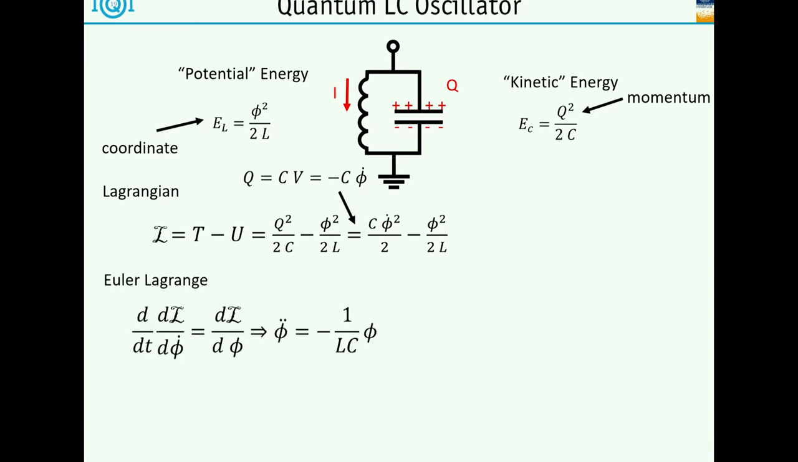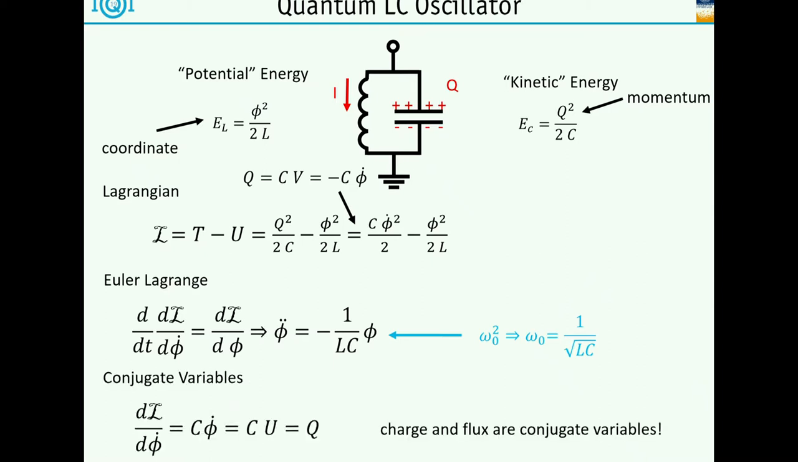Now, from Euler-Lagrange, I can get my differential equation, and you should be very familiar with this differential equation. It's just like for a harmonic oscillator: the second time derivative of the flux is minus some constant times the flux. So just a harmonic oscillator equation, and you know the solutions to that. We also know what the resonance frequency of such a device will be. It's given by the square root of this prefactor right out here. So this LC oscillator is really identical to your regular harmonic oscillator. If you know the physics of a harmonic oscillator, you pretty much know the physics of this LC oscillator. It's really the same.